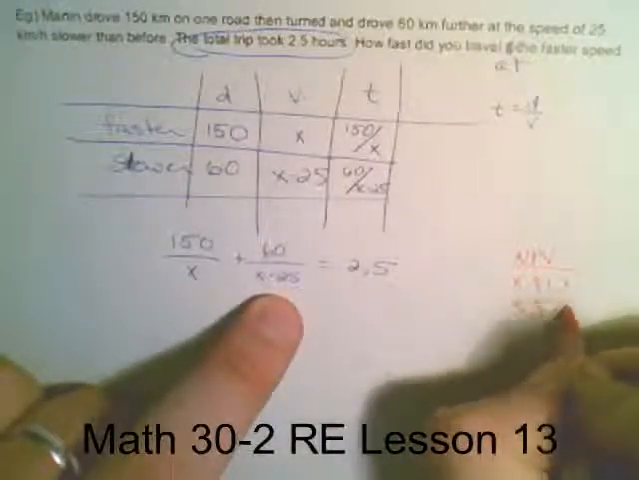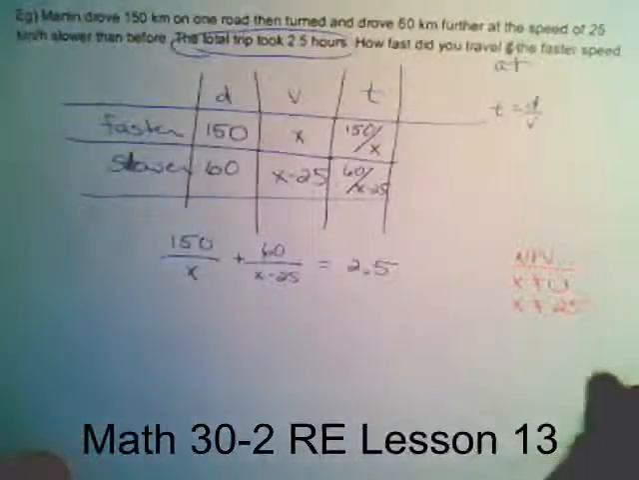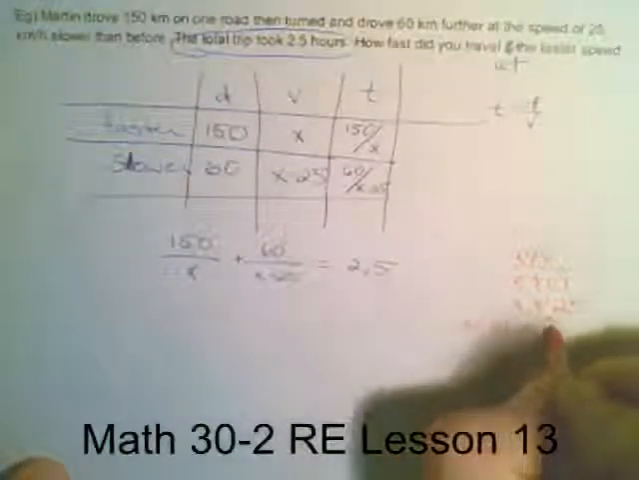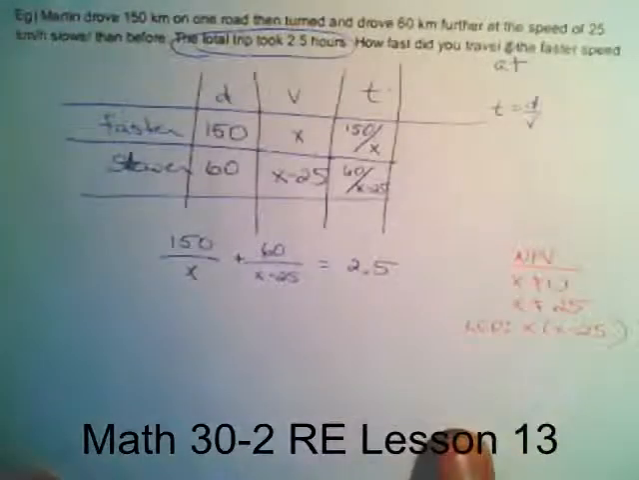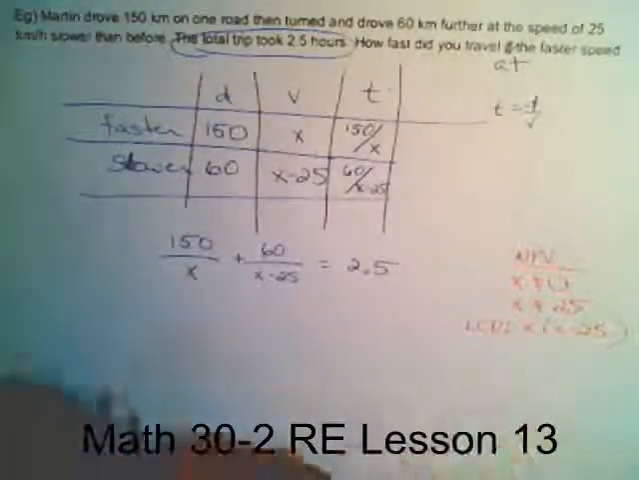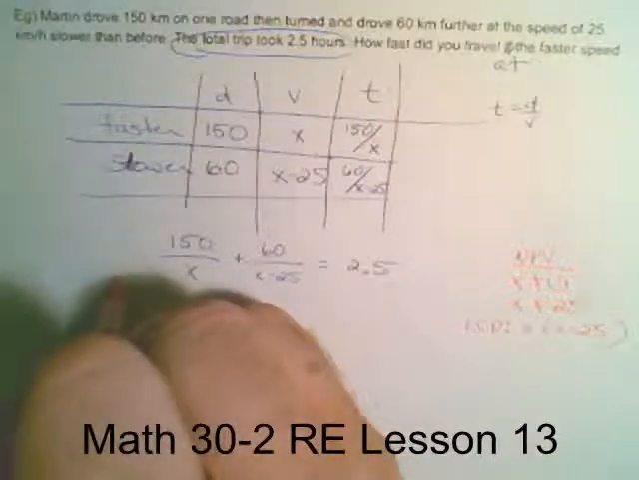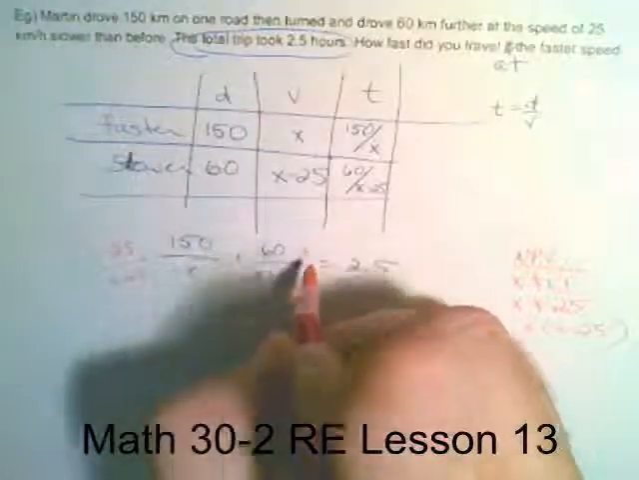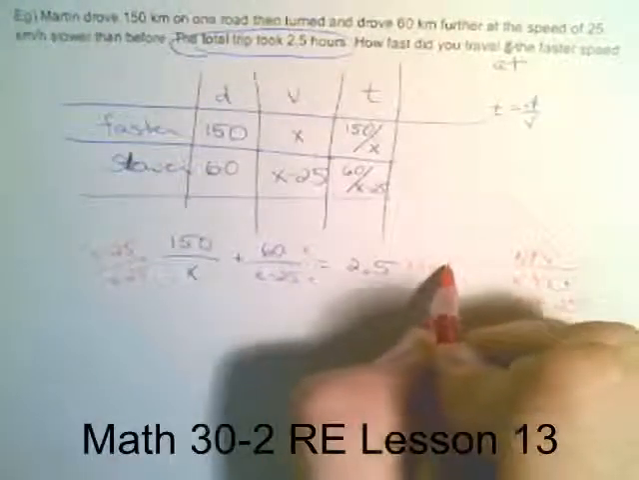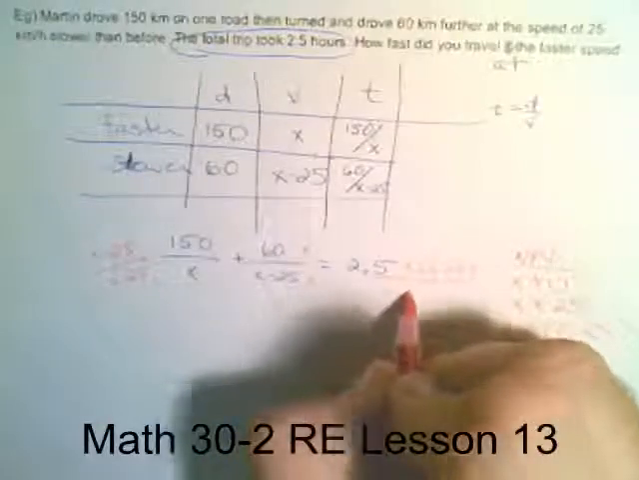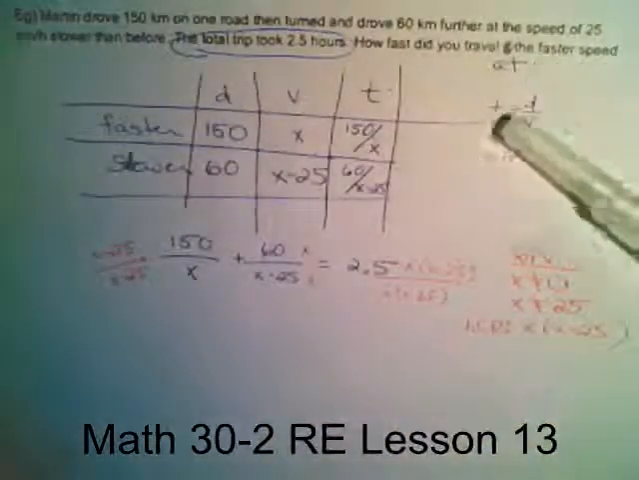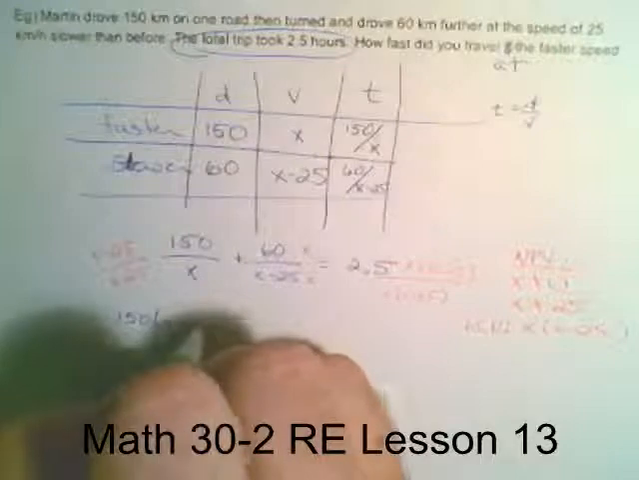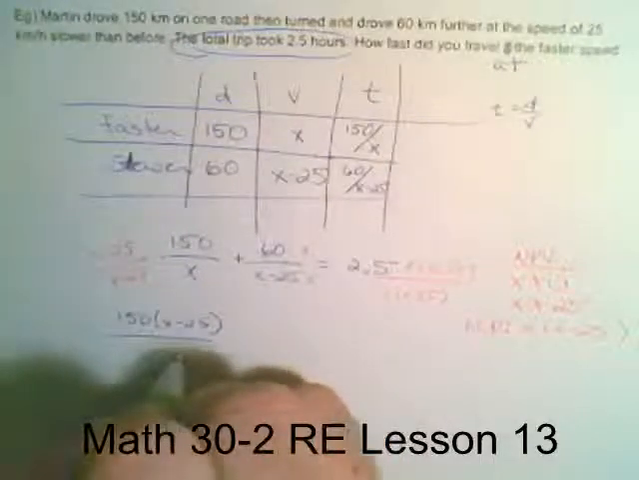So, okay, I'm going to look for non-permissible values. I'm going to get x cannot equal 0 and x cannot equal 25. Those are my speeds. Then I'm going to find my lowest common denominator, and it's going to be x times x minus 25. You get your choice as to how you're going to solve it. I'm going to multiply them all by that, so I'm going to get x minus 25 to top and bottom here, x to top and bottom here, and x times x minus 25 to top and bottom here.